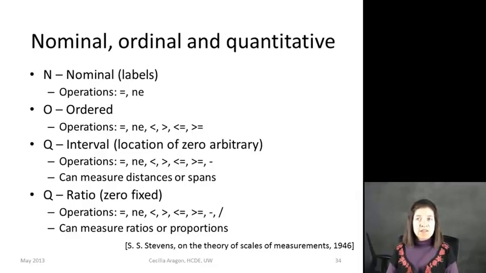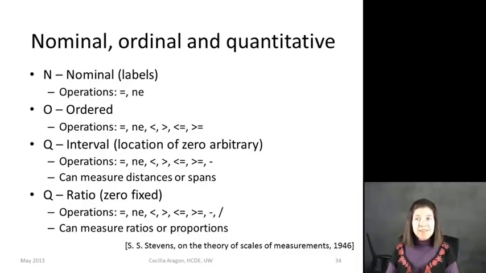For nominal data, there are really only 2 operations that are permitted, either equals or not equals. For example, with fruit, you can say the oranges are not equal to apples, and apples are equal to apples. There's no other comparison that can be made. You can't say that oranges are somehow better than apples.